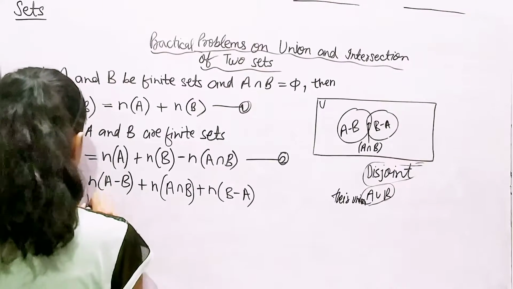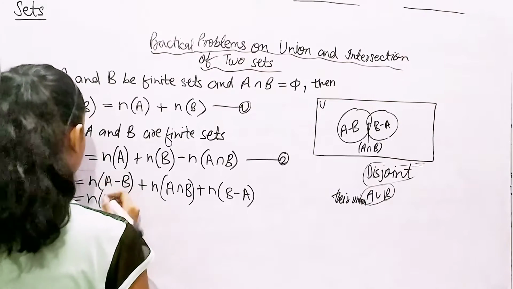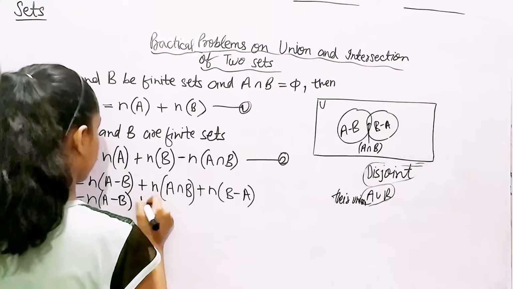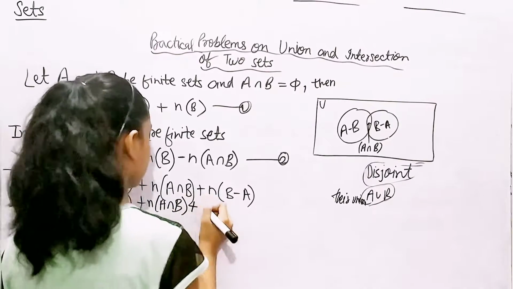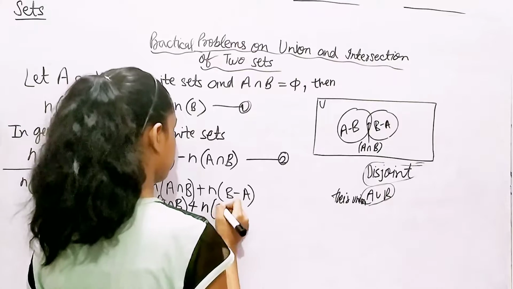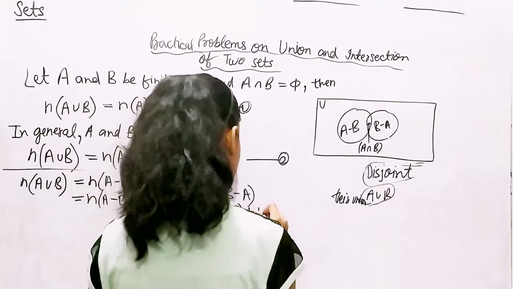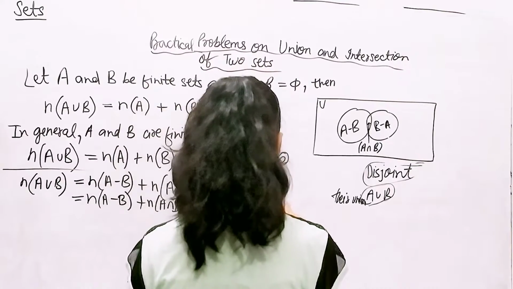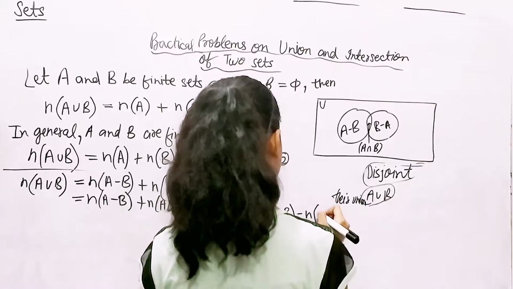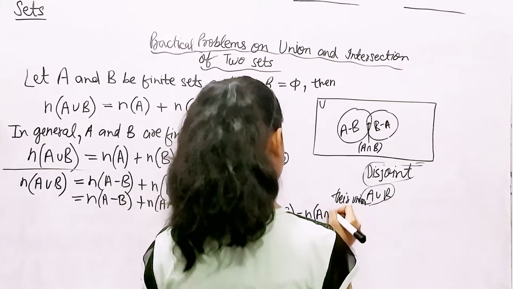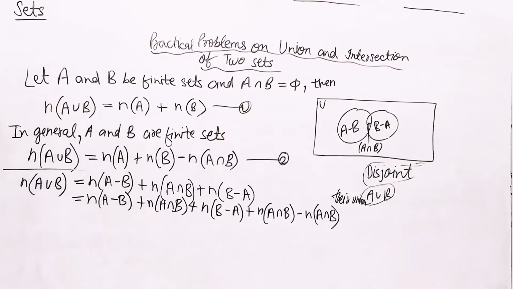We're going to simply write it twice. So n of A minus B plus the number of elements in A intersection B plus the number of elements in B minus A plus the number of elements in A intersection B minus the number of elements in A intersection B. Got it? So this is going to be this long.